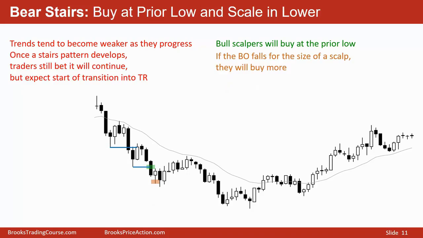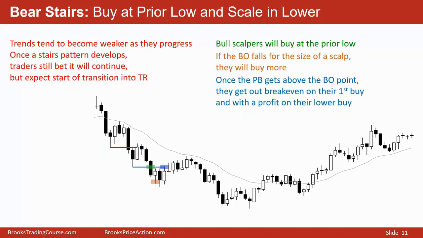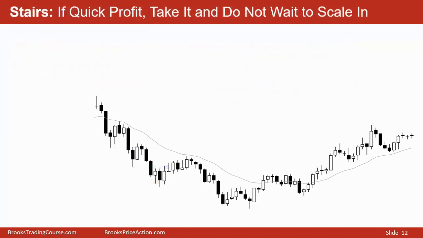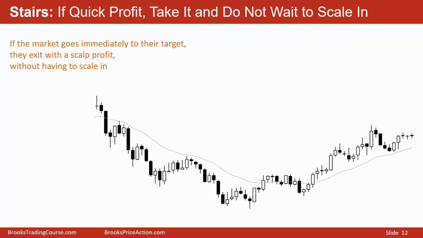You want to make sure that your second entry is at least as big as a scalp, because what you're trying to do is make a scalp profit on that second entry when it gets back up to the first entry. So you get out, break even on the first, and with a profit on the second. On the other hand, if the market immediately goes to your target, you don't have to scale in. Here we got a low. Bulls are going to buy the breakout, betting the breakout will fail. And it immediately reached their target. So therefore, they did not have to scale in. They just take their profit.